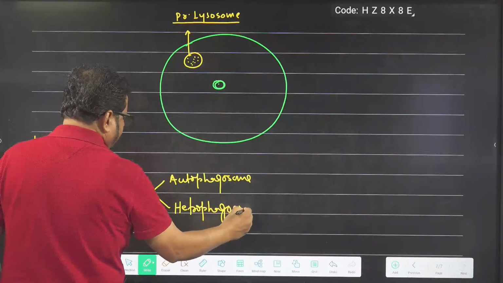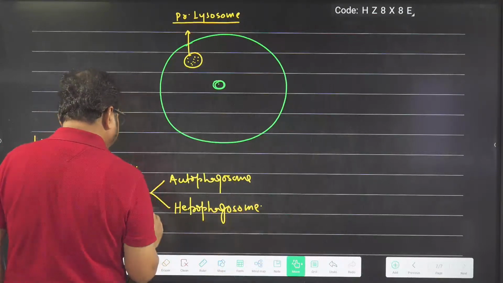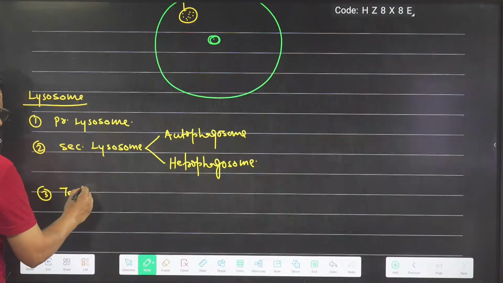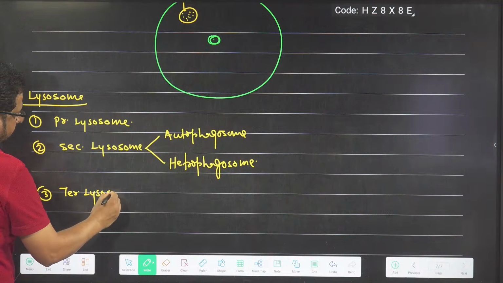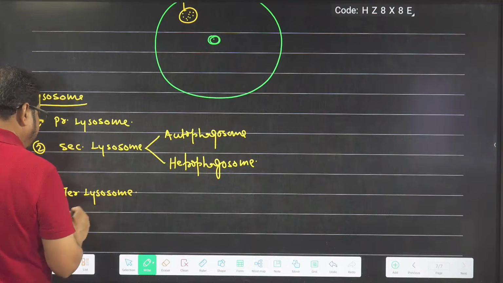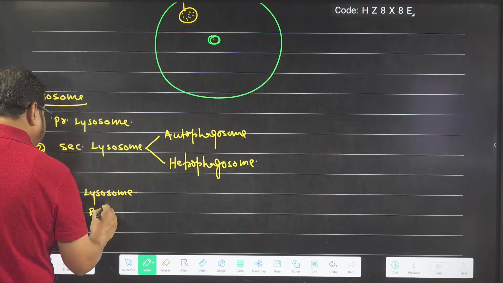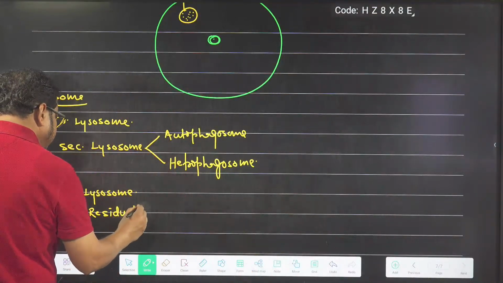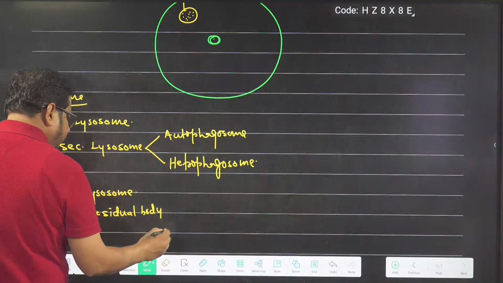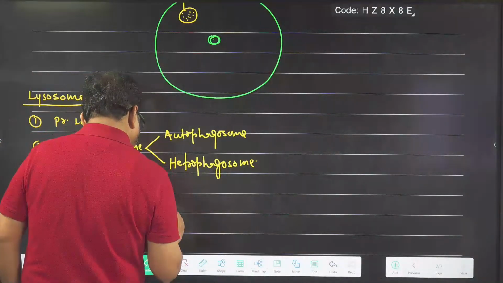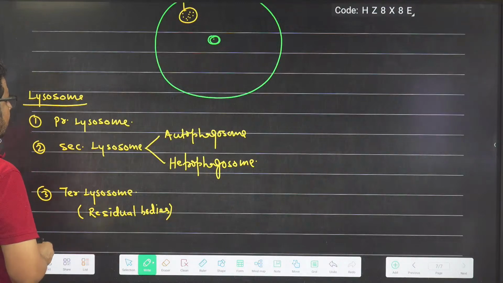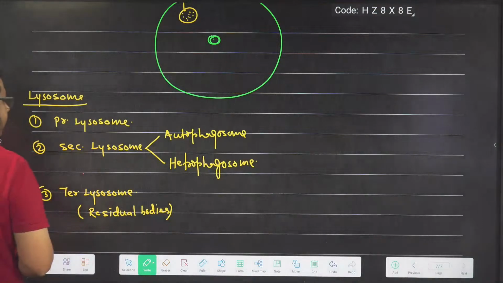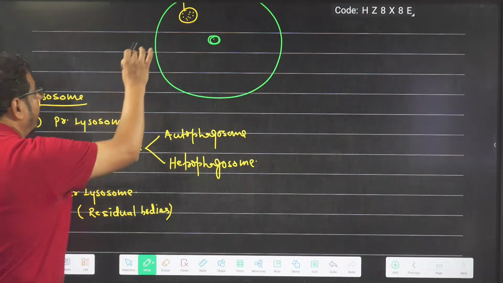You will understand everything, don't worry, just give your attention and connectivity. The third point I am writing is which one? Tertiary lysosome. Got the idea? It is also called residual body. Now, what is this primary lysosome? What is this secondary lysosome? What is this tertiary lysosome? Let me write first, then I will draw everything through a diagram.